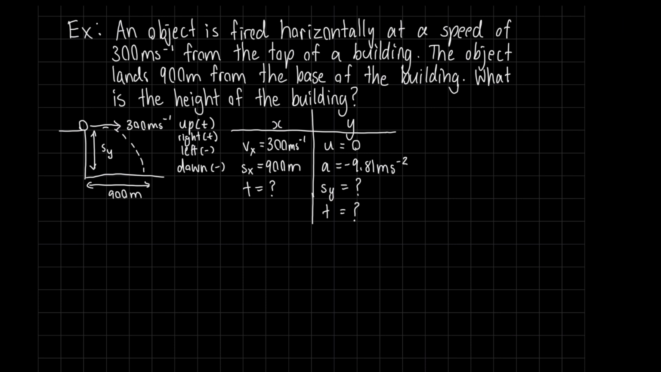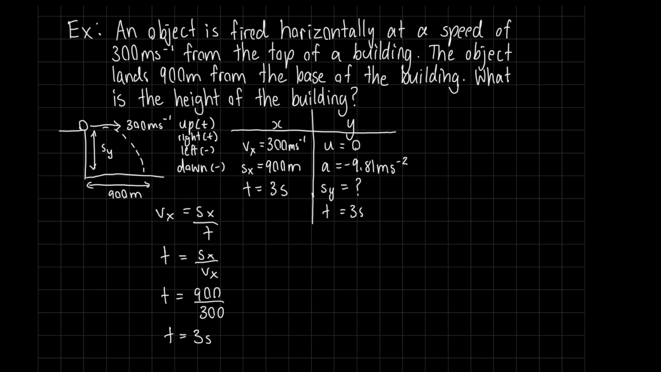So let's try that. So we know that Vx equals Sx over t. So then t is just Sx over Vx. So therefore, t is just 900 divided by 300, which gives us t equals 3 seconds. So then this is no longer unknown. We can say that this is 3 seconds.